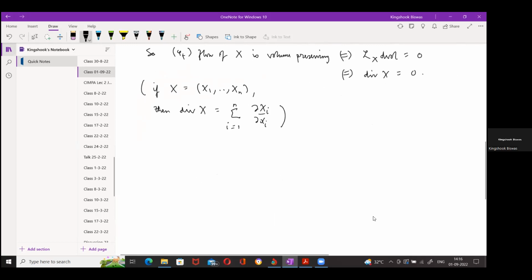So yeah, we'll prove this formula later. Okay, so now let me come to Cartan's formula.